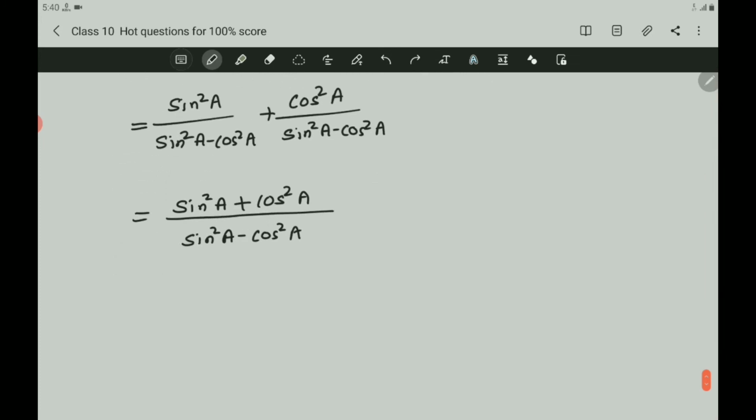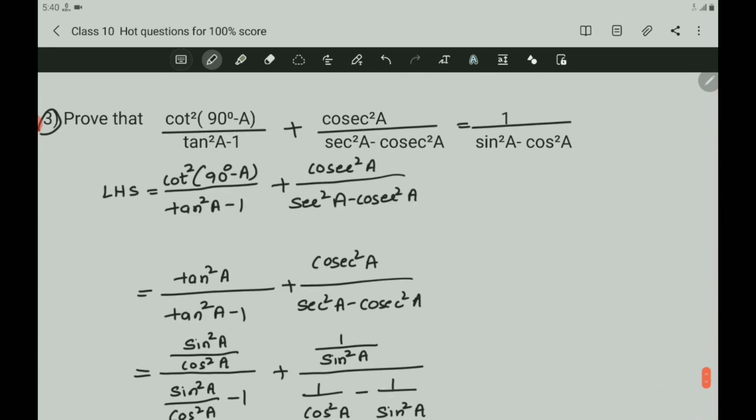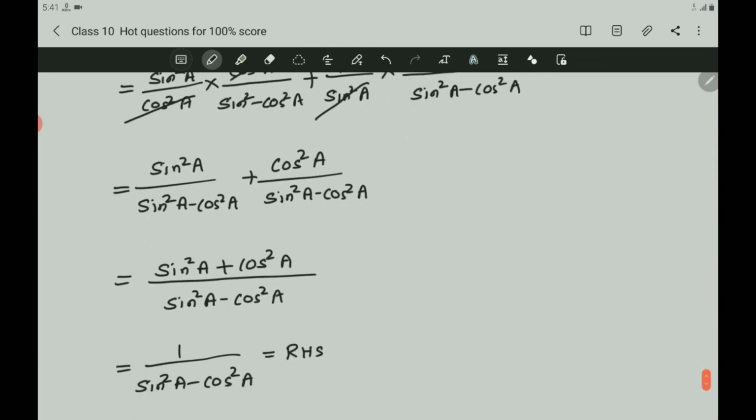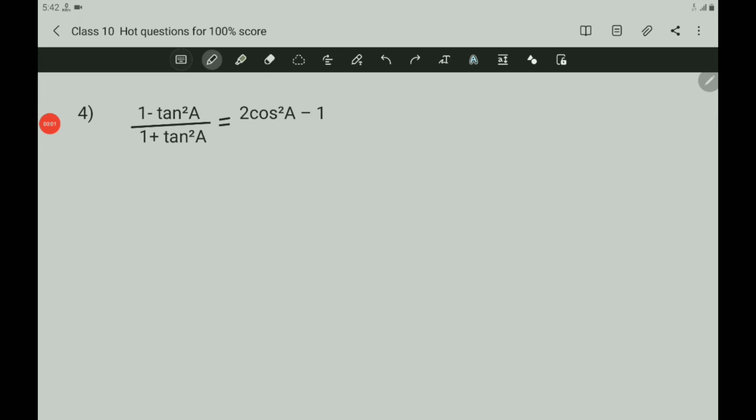So you can write it as 1 by sin²A minus cos²A, that is equal to RHS. So you got that cot²A(90 minus A) divided by tan²A minus 1 plus cosec²A by sec²A minus cosec²A equals 1 by sin²A minus cos²A. You got the RHS, same as here. Now you take the fourth question.